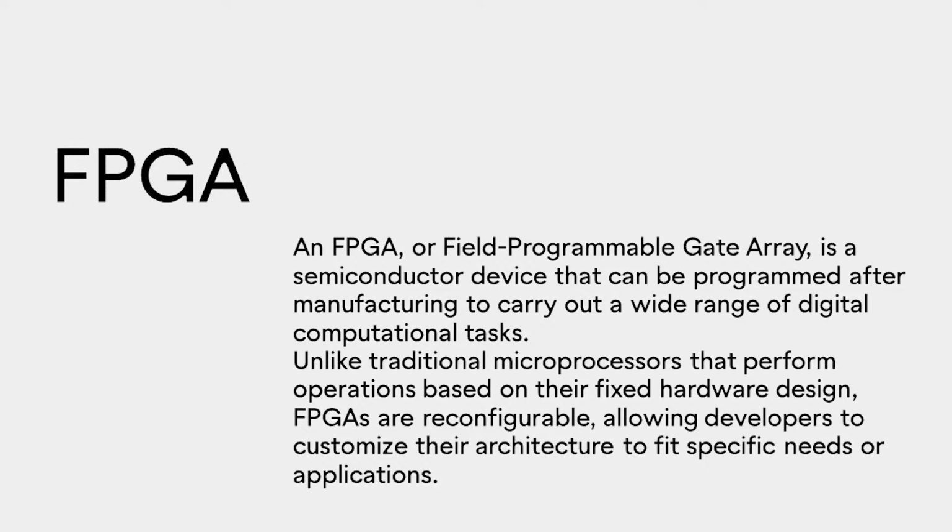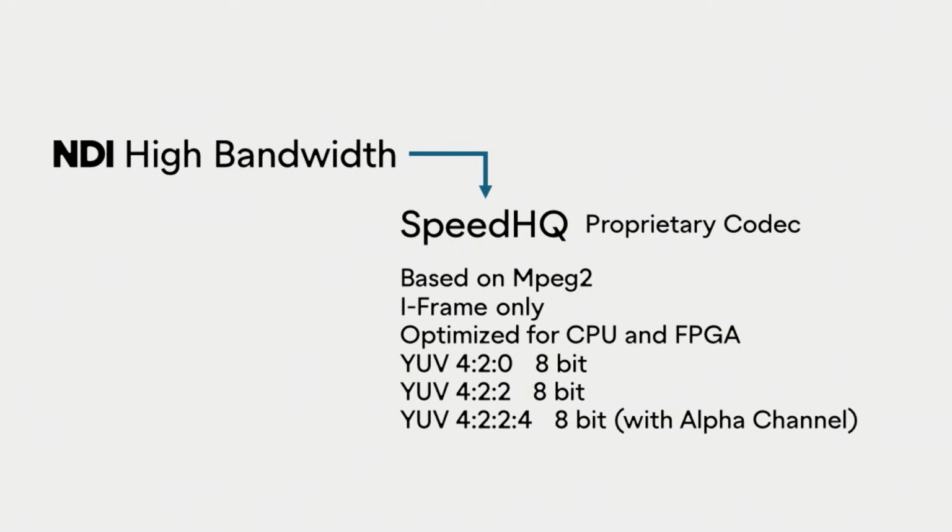hardware devices. SpeedHQ supports the following color spaces, chroma subsampling, and bit depths: YUV 4:2:0 8-bit, YUV 4:2:2 8-bit, and YUV 4:2:2:4 8-bit with alpha channel. And if you have an encoder like this, it is most probably built around an FPGA.